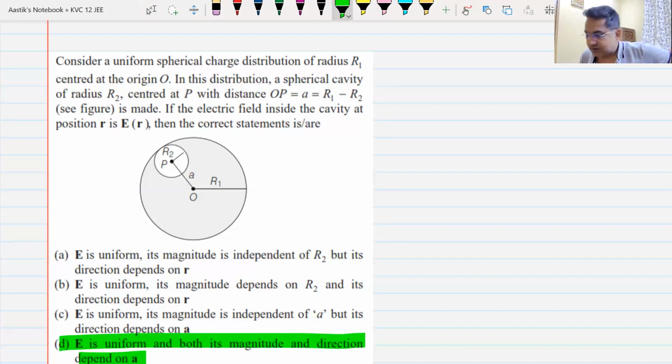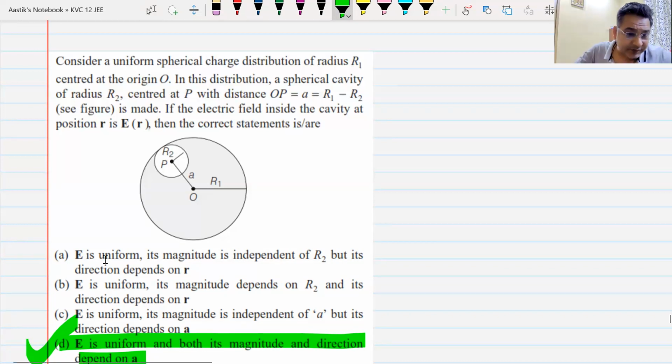Option D. Electric field will be uniform at all the points inside the shell, inside the hole. And the value and the direction depends on the position of the center of the hole from the sphere. Do we understand this? That is how questions are framed. It's not a numerical question; we are solving a numerical question on this. The question was purely theoretical. Do we understand this? Yes, sir.